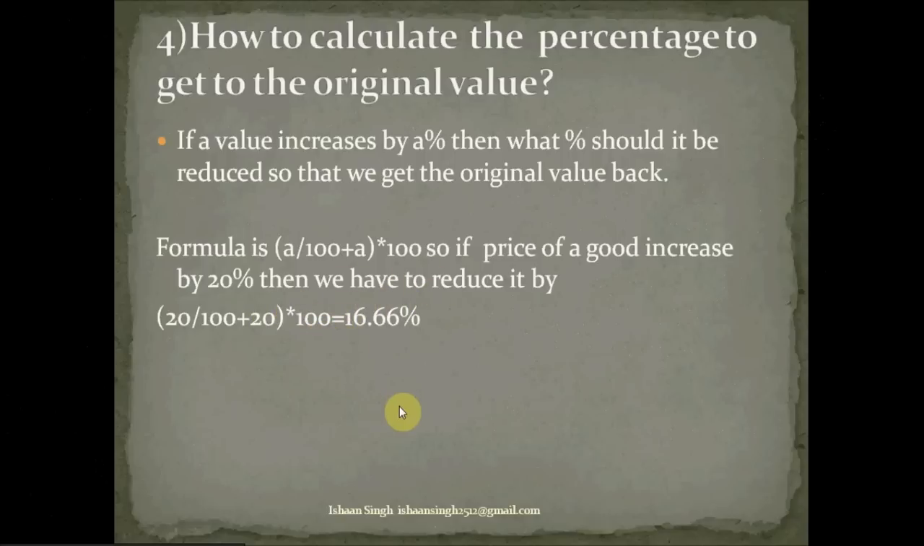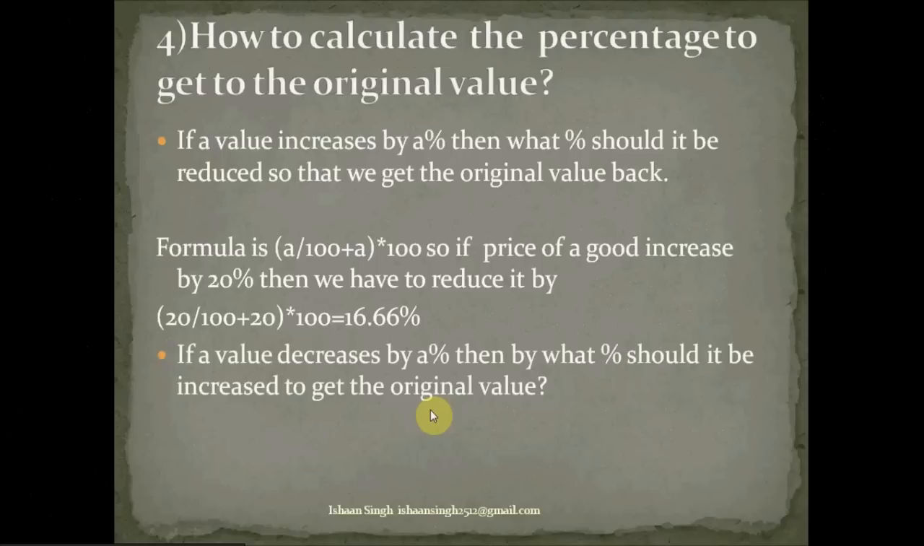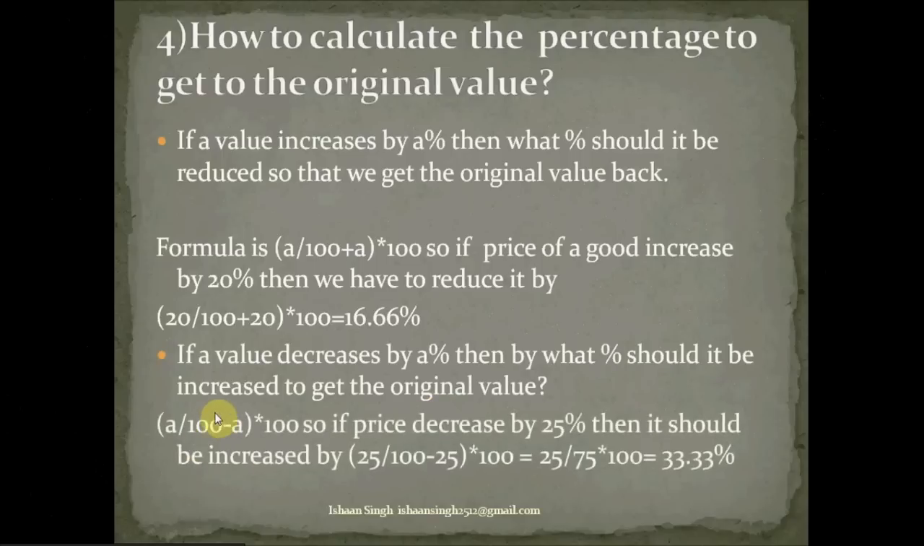So if the value of a good increases by 20%, to get the original value back, we have to reduce it by 16.66%. One way to remember this is that when we have to calculate how much we have to reduce it, we want the denominator to be large so that the value decreases. So we always add in the denominator. But whenever you have to calculate the percentage increase, that is, we have decreased the value by a%, then by what percent should it be increased to get the original value? We do the same formula, but in the denominator, as we want the value to increase, we reduce the value. So this becomes a upon 100 minus a into 100.